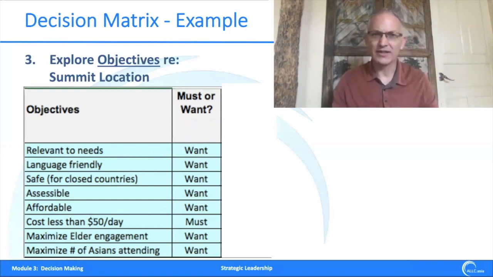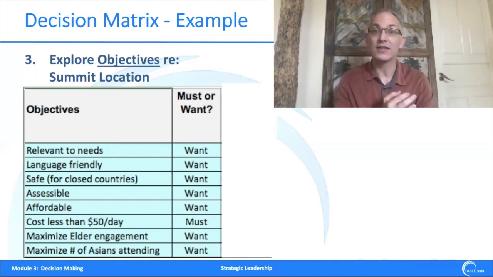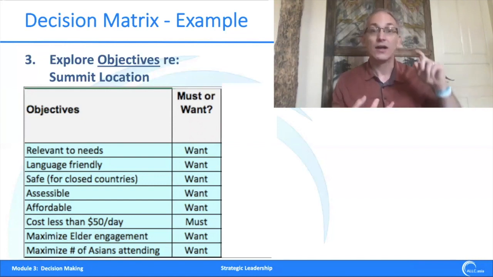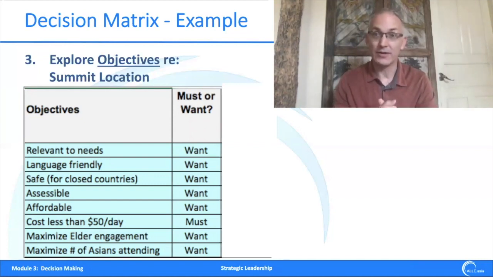Now you'll notice on my list that almost everything's a want. And actually that's normally the way it will be. People have a tendency to identify things as must because it's really important to them, but that's actually not the definition of a must. A must just means it's something that we are not willing to negotiate on. We are willing to set a limit, like in this case, it has to cost less than $50 a day. If it doesn't, we will not even consider that option of the location or the hotel or whatever. So it's a must. We are setting an absolute limit that we won't budge on, right? And it's a measurable limit and it's realistic.